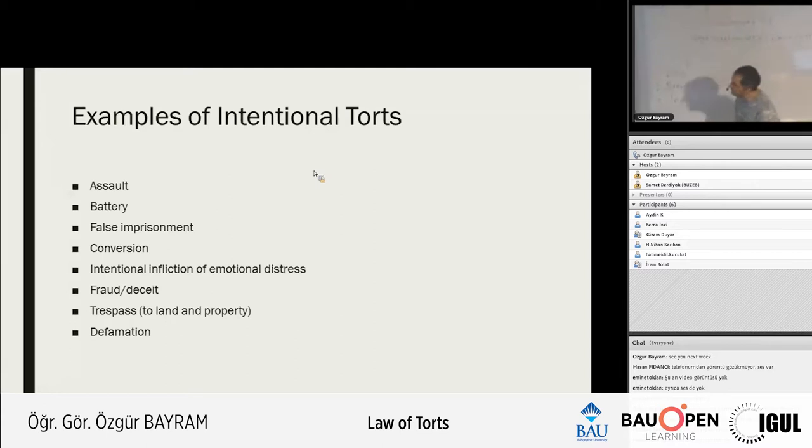Examples of intentional tort: assault, battery. What's the difference between assault and battery? You always forget, yeah? You know. Battery is when there's physical contact. Assault is verbal and physical. There's aggravated assault, assault, aggravated battery, battery. What's aggravated assault?